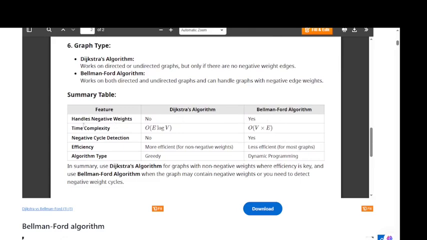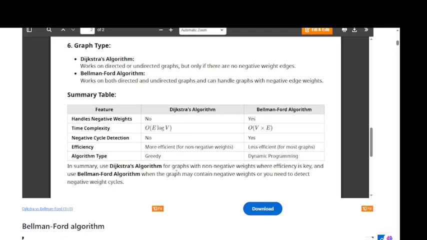Bellman-Ford can handle. However, time complexity I already discussed. Negative cycle detection Dijkstra cannot do. Bellman-Ford can do. And in terms of efficiency, which one is more efficient? Dijkstra algorithm is more efficient, and Bellman-Ford is less efficient because it can deal with the negative weights. Algorithm type, it is greedy. This one is dynamic programming.